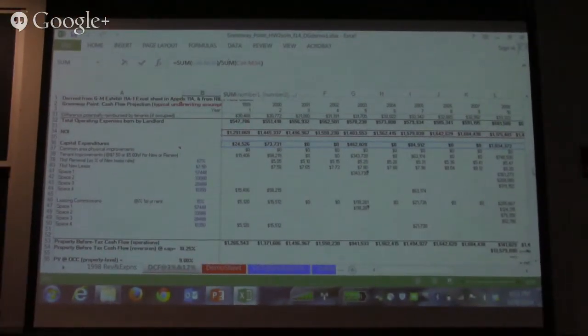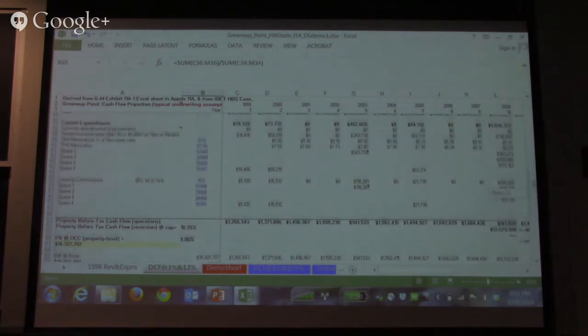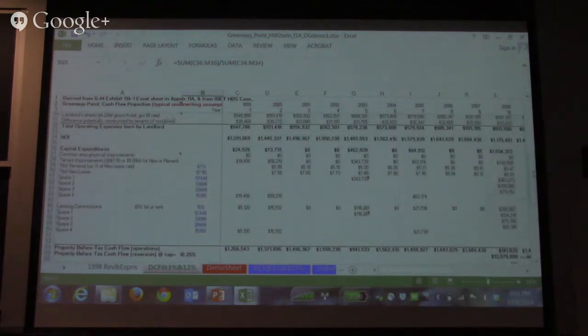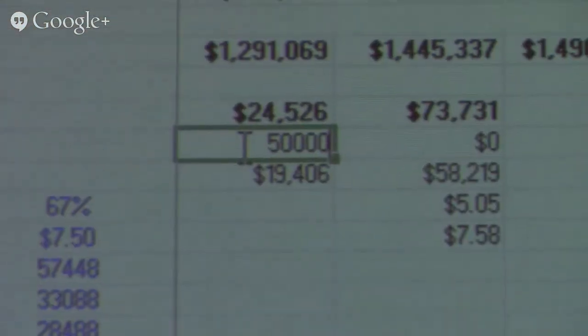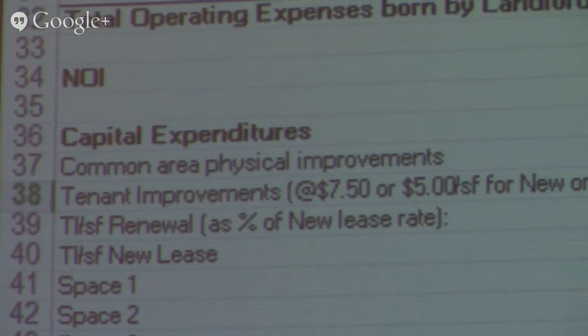This is really at the bottom end of the realistic range. But I think we can realistically bump that up. So the simplest shortcut way to do that, and you would want to be more careful in the real world, but as a first cut, it's going to effectively do our job for us, is to simply add $50,000 a year of CapEx, just in terms of common area physical improvements.